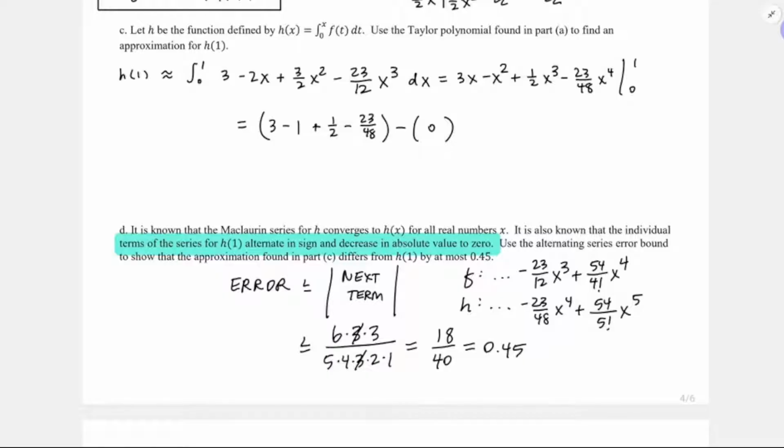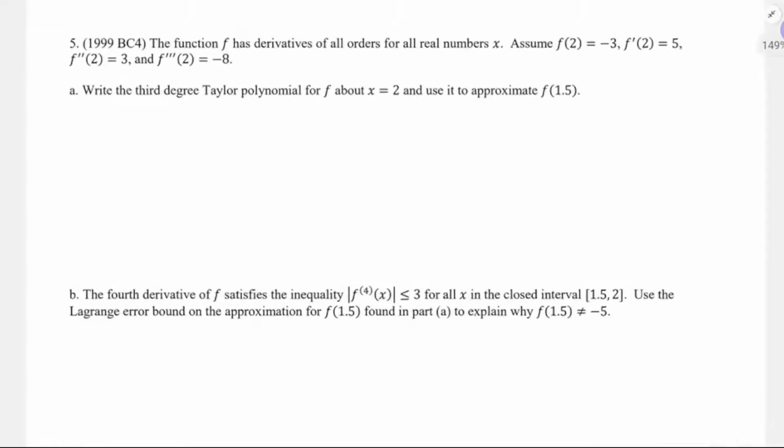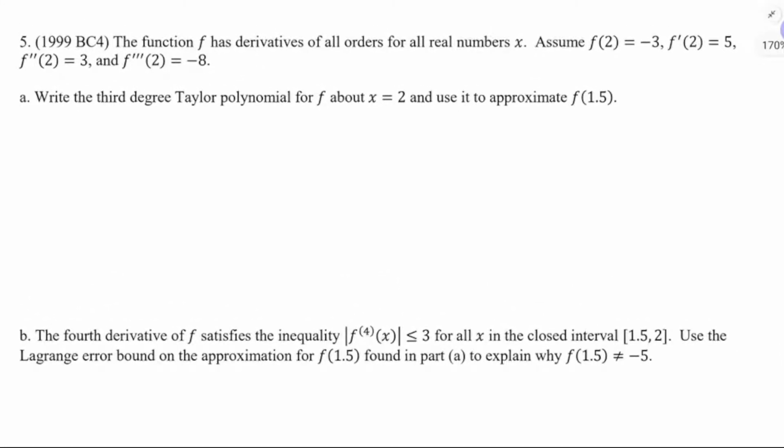That's more like it. Okay. Those are sometimes tricky, I'm trying to figure out the arithmetic. But the next one is a function f having derivatives of all orders for all real numbers x. Assume f of 2 equals -3, f prime of 2 is 5, and so this is basically just a table, right? The third degree Taylor polynomial for f around x equals 2 and approximate f of 1.5.